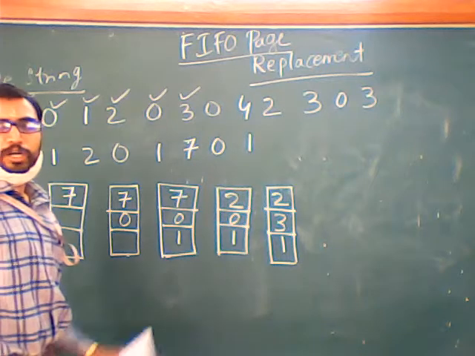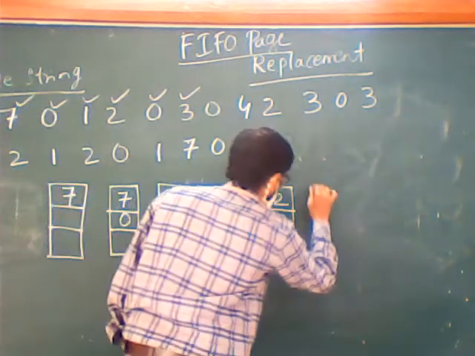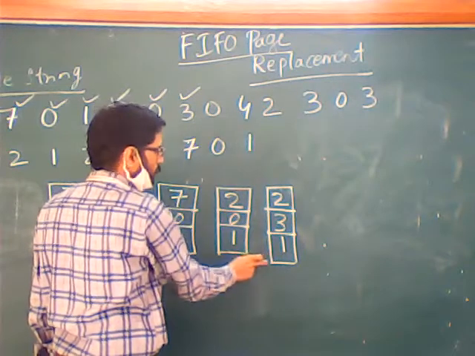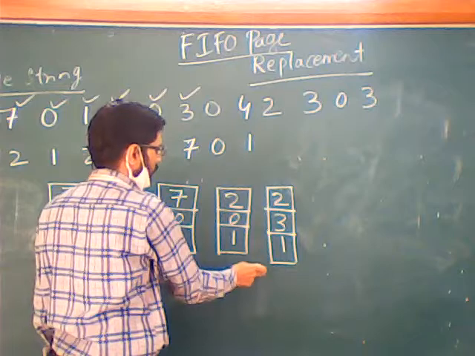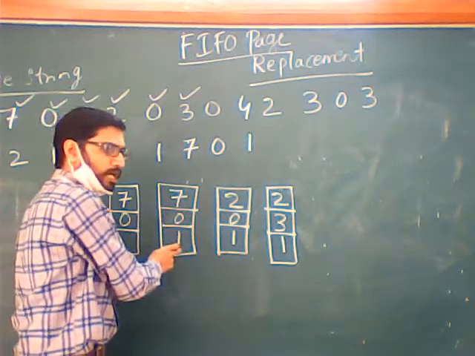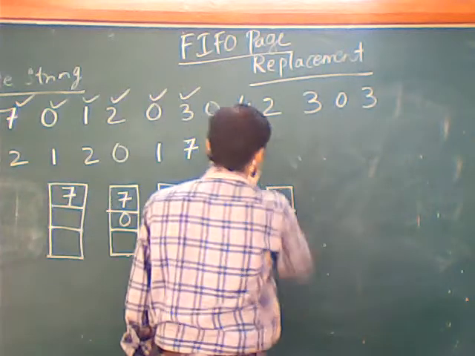Okay, are you all getting it? Everyone? Next. Again we need to refer what? 0. But 0 is not there. So again replace it. After 7, 0 arrived. After 0 which arrived? 1 arrived. So first in, first out. Remove 1 out and put 0 there.